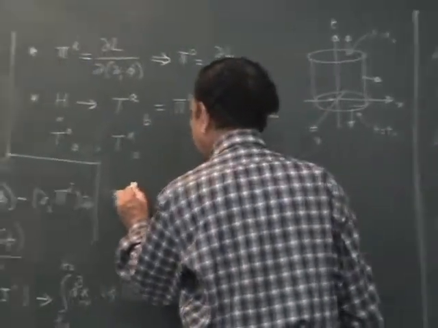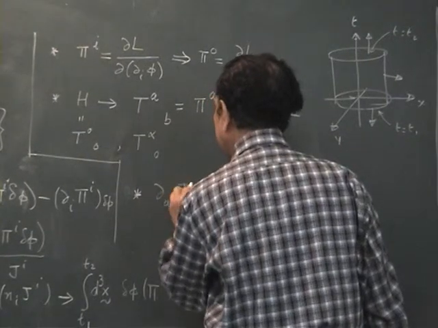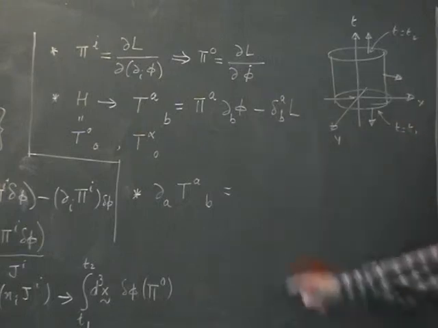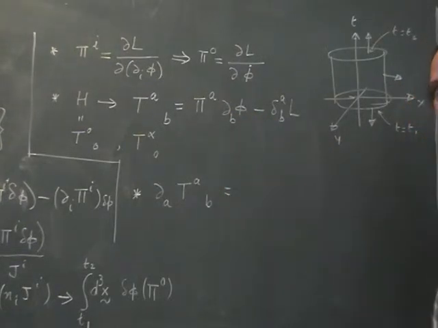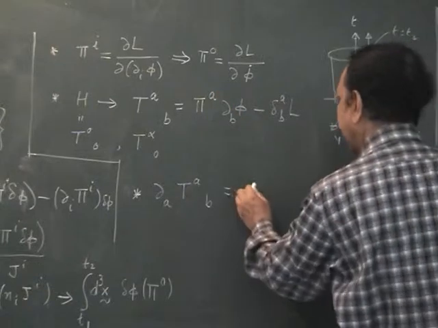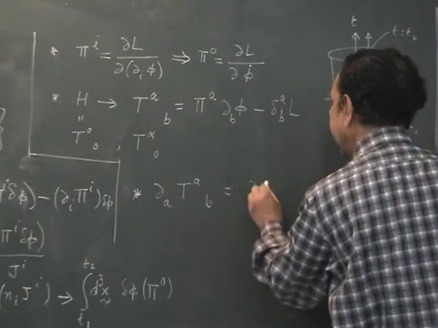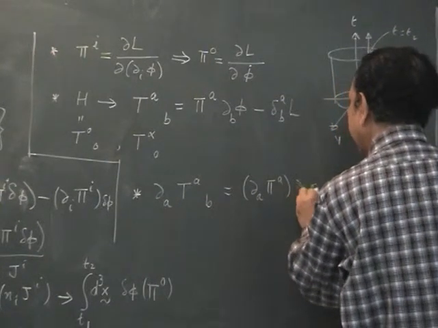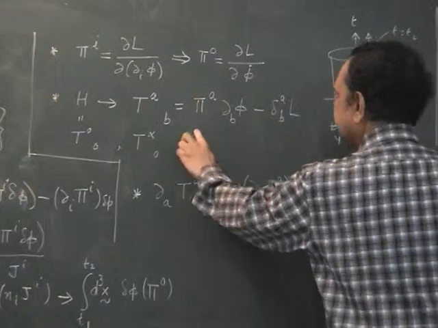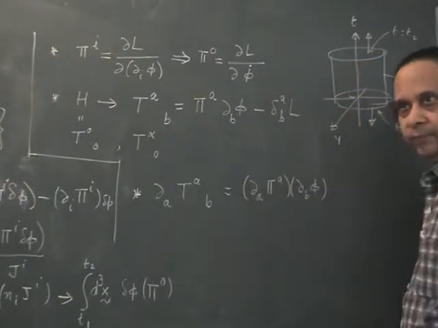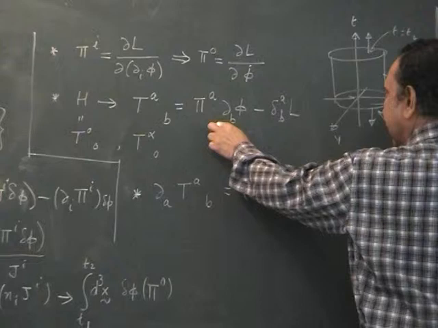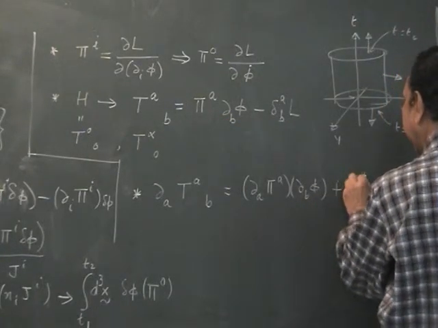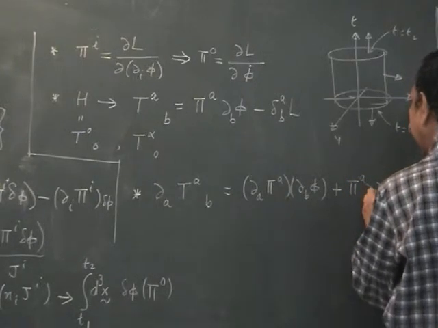So let us compute a quantity dA of TAB, and let us see what this is. So you have this, and I am going to compute this. You take the dA of that. So you will find dA of pi A into dB of phi. I am differentiating this expression with respect to dA. So by chain rule, dA of pi A times dB of phi plus pi A dA dB of phi.